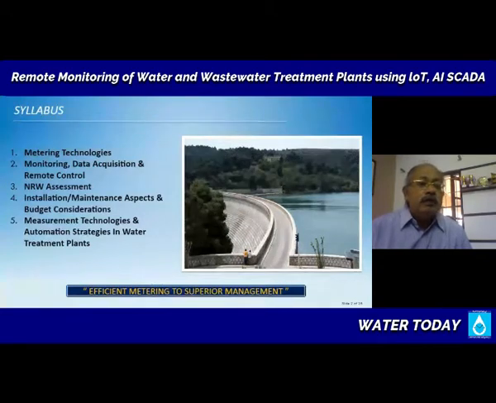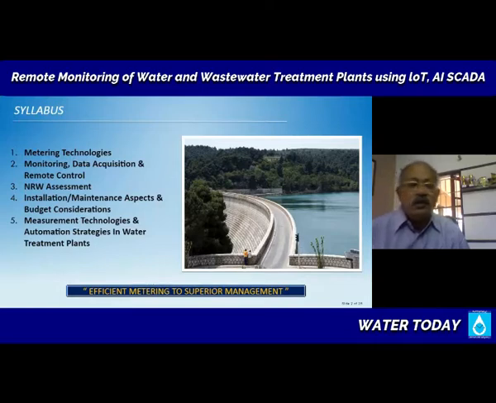So we will talk about metering technology as a critical subject, and then how to gather the metered data and how to do analytics to arrive at an assessment of non-revenue water, how much you are losing, what are the maintenance and installation best practices. Because you buy the best instrument in the world, and if the installation is not right, it will not give the lasting good performance that you are looking for.